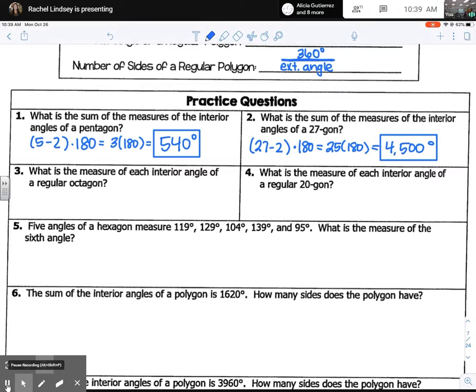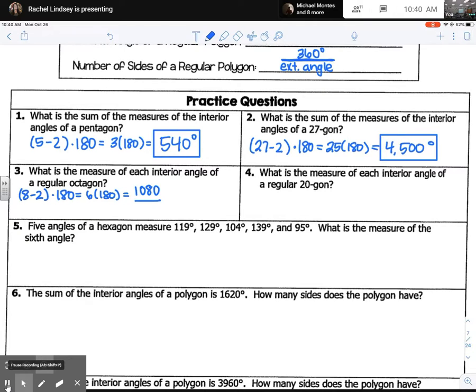Okay, so what is the measure of each interior angle of a regular octagon? So first we need to find the sum of the angles of an octagon. So 8 minus 2 times 180. So 6 times 180 is 1080. And then we need to divide that by what?